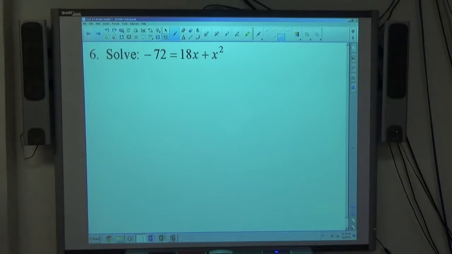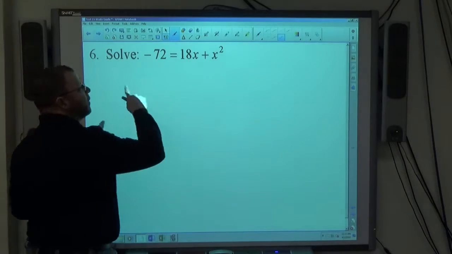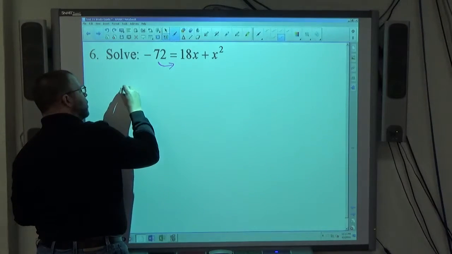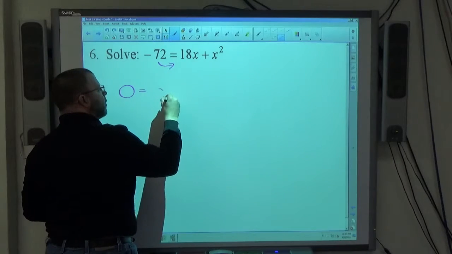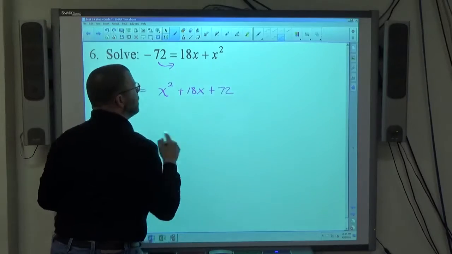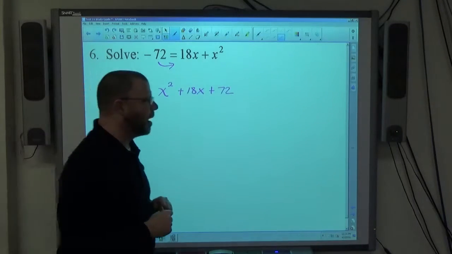Number 6, solving a quadratic equation. First thing I want to do is get everything equals 0. I like x squared positive, so I'm going to move the 72 over to the right. So 0 is going to be left on the left-hand side. I'm going to make this x squared plus 18x plus 72. And be careful that the sign does change, becomes positive.